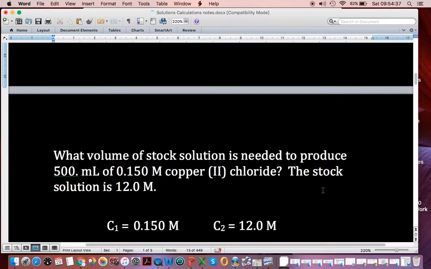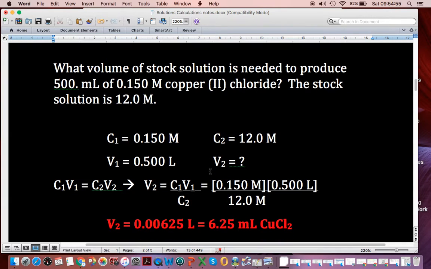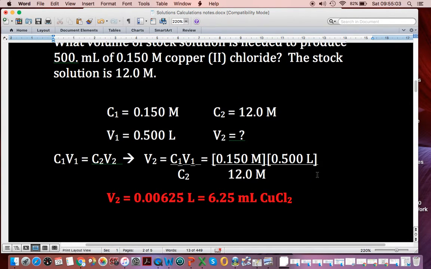We have another example of this. So in this case, we're going backwards. We're going back to a higher concentration solution. So we have a big volume, small concentration. We have a big concentration. That's a stock solution. So we're going to have a small volume. And again, rearrange your equation, plug in the numbers, and we get 0.00625 liters. That's fine. Or we can write it 6.25 mL.